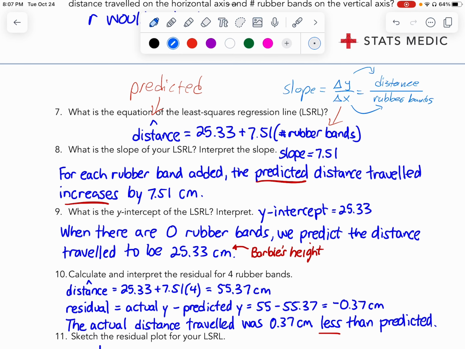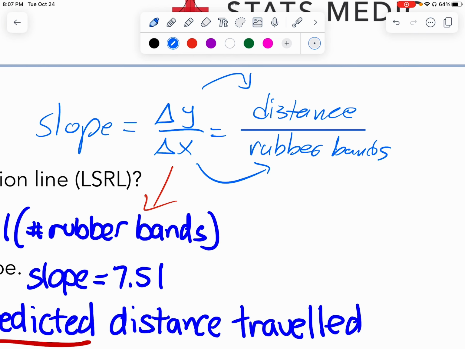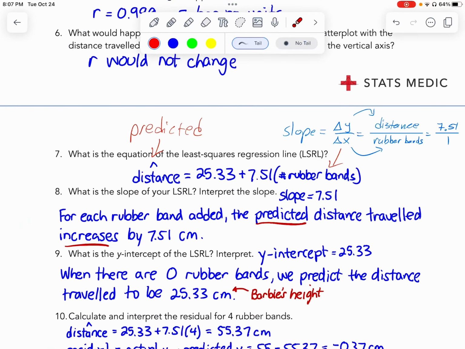Then you put the number to it. The slope is 7.51. Put it over 1, and this helps me to formulate that sentence that you see down here. If the number of rubber bands goes up by 1, the distance she travels will go up by 7.51. And I should be careful. I keep saying it will go up. It's not quite so strong. It is that I predict the distance will increase by 7.51 centimeters. Be careful to say that.